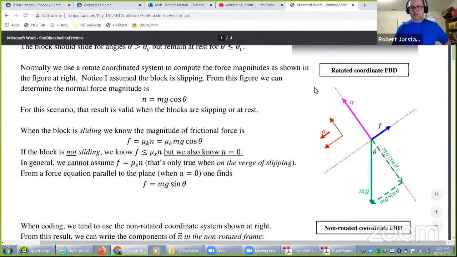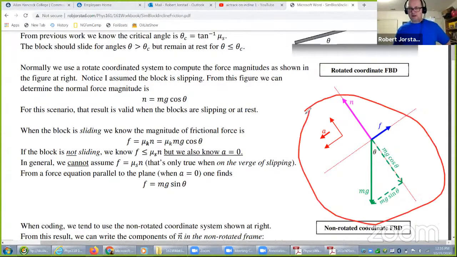Ignore that. But I just want to point out, we are good in physics at understanding things in this picture, right? That helps us understand the magnitude of the normal force, the magnitude of the friction. So we can do a problem in the rotated coordinate system to solve for N and F.